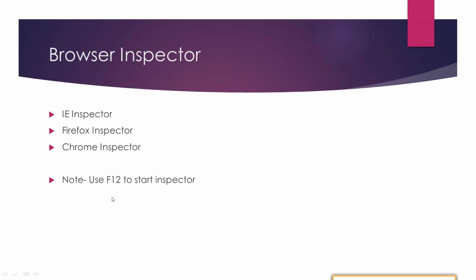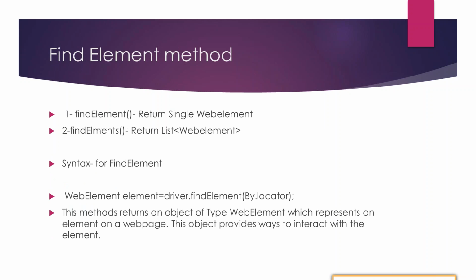Next, IE inspector, Firefox inspector, Chrome inspector, I am going to discuss that. And what is the difference between the findElement method and the findElements method? The findElement method returns a single web element. findElements returns a list of web elements. Please understand this difference between these two.